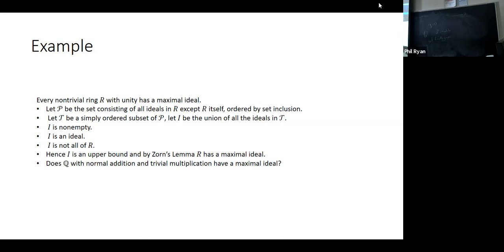So when you try and do this thing of taking a chain and taking the union, there's no way of it stopping, and you'll end up with Q as the upper bound, and so you haven't found yourself a maximal ideal. So you needed the unity to make sure of this step here. So I thought that was a little bit interesting.